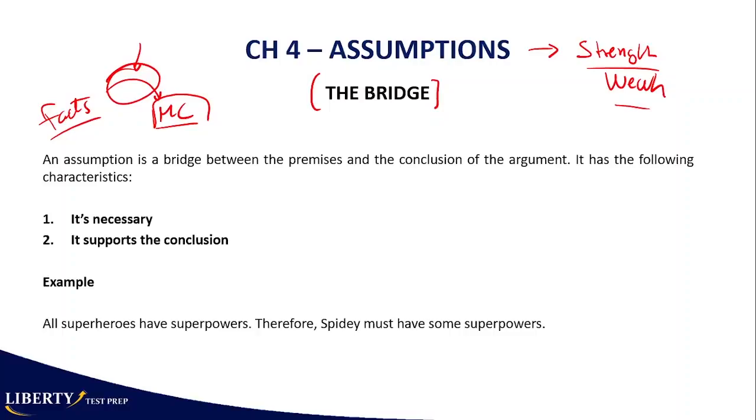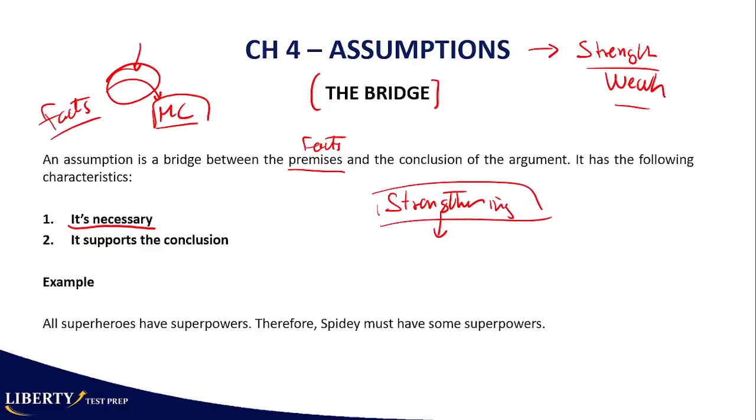Now let's read the definition. An assumption is a bridge between the premises, which means facts, right? Premises are facts, and the conclusion of the argument. It has the following characteristics. Two main characteristics here. Number 1, it is necessary. This is the most important characteristic. And number 2, it supports the conclusion. So in reality, the assumption is one subtype of a strengthening question. So inside the world of strengthening, you have the assumption.